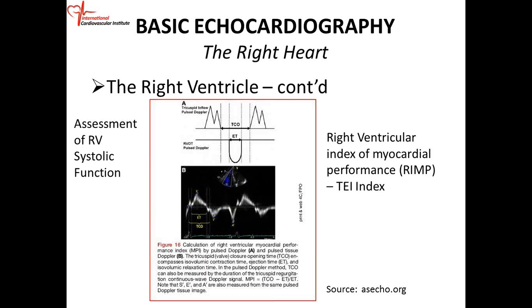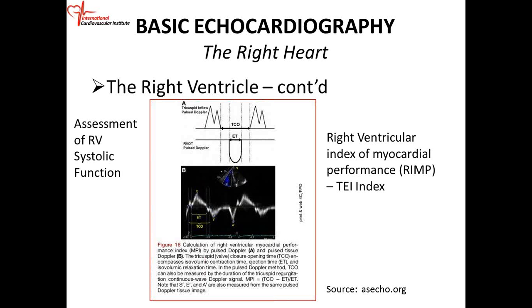Put the Doppler tip just as you normally do for pulmonary flow. You put your Doppler right at the tip of the pulmonary leaflet, and you get your ejection. So the definition of IMP, if we were on the right side, is the time from tricuspid valve closure to tricuspid valve opening minus the ejection time. So it's two different images you're going to use.